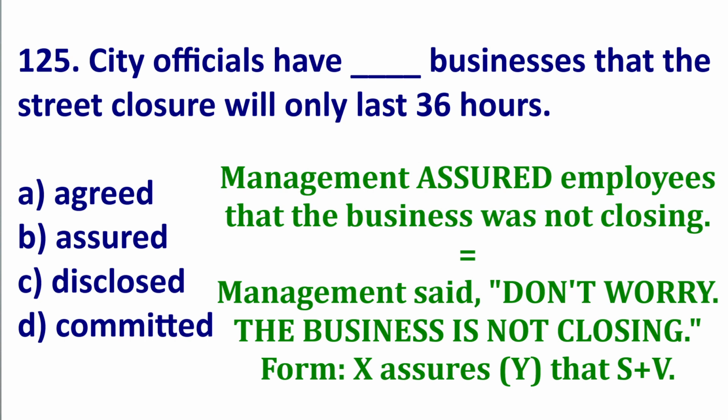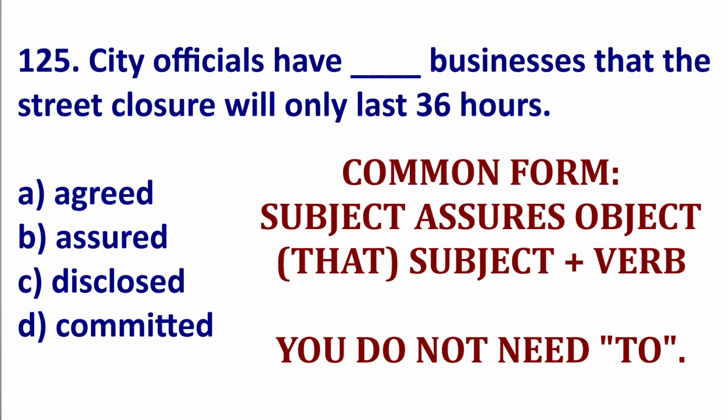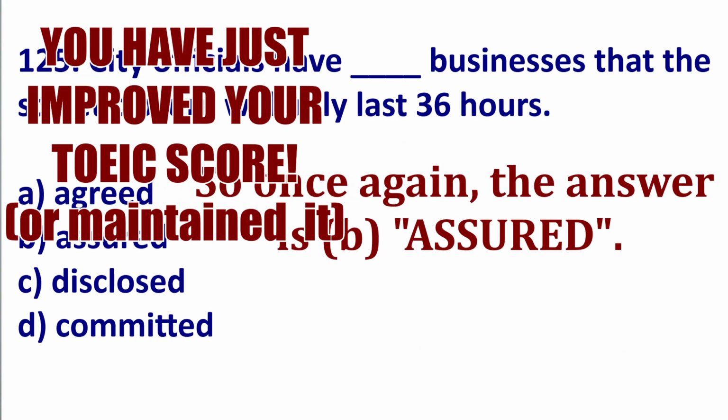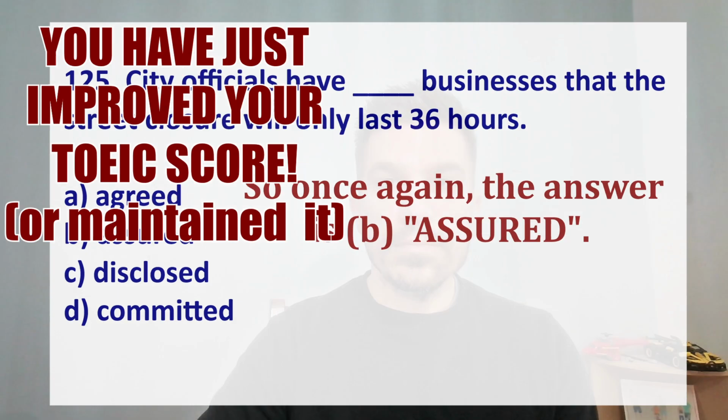So you can have the direct object after assure. So once again, if we look at the TOEIC question, city officials have assured businesses. So business is the group receiving the information. And city officials have assured businesses that the street closure will only last 36 hours. So the answer again is B.